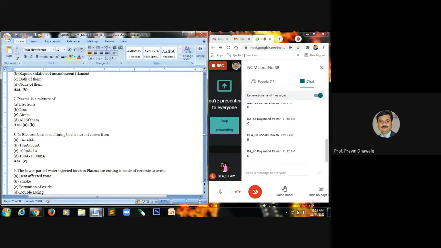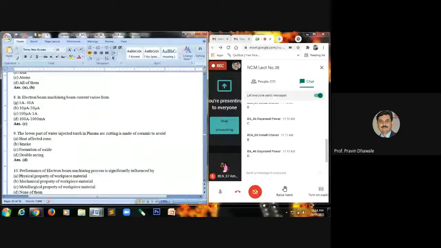Electron beam machining process performance is significantly influenced by: physical property of workpiece material, mechanical property of workpiece material, metallurgical property of workpiece material, or none of them. What will be the correct answer? The performance of the electron beam machining process, what can affect it? The physical property, the mechanical property, the metallurgical property of the workpiece. The correct option?